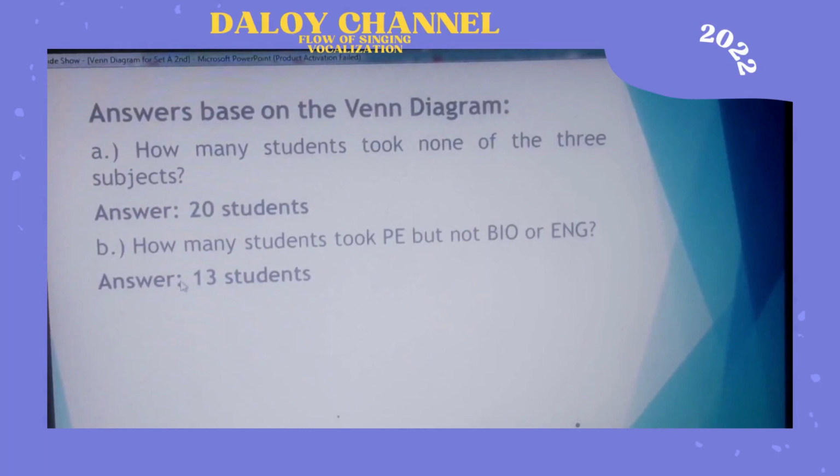So the answer to the question, how many students took none of the 3 subjects? There are 20 students. For B, how many students took PE but not biology or English? There are 13 students only.